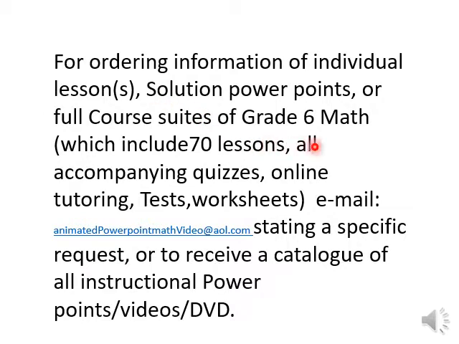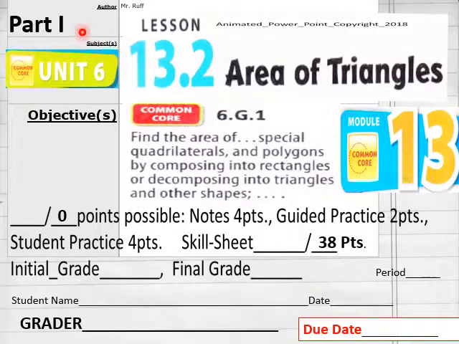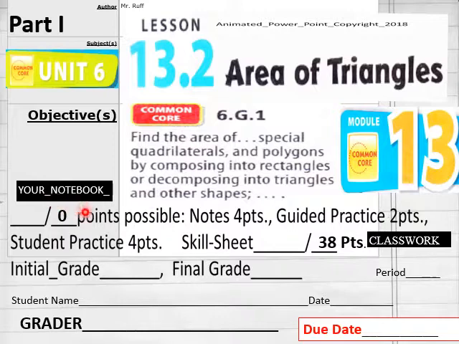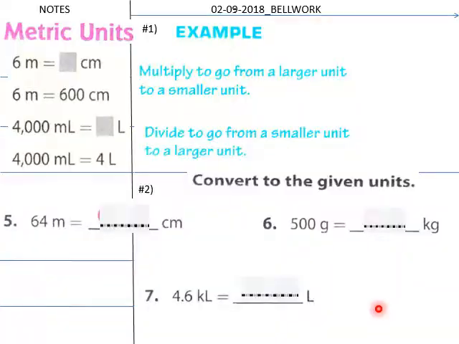Hello everybody, getting ready to do lesson 13.2 part 1 for grade 6 math today. And 13.2 part 1 is area of triangles. We got 38 points here on our classwork sheet and no points for notebook taking for part 1. Name, date, period, students here on your classwork sheet. Due date for onliners and homeschoolers.